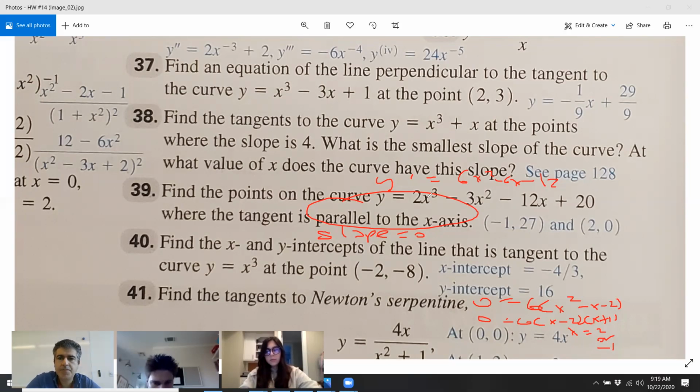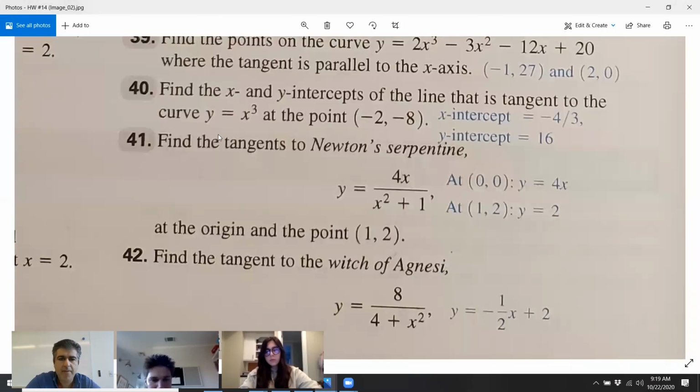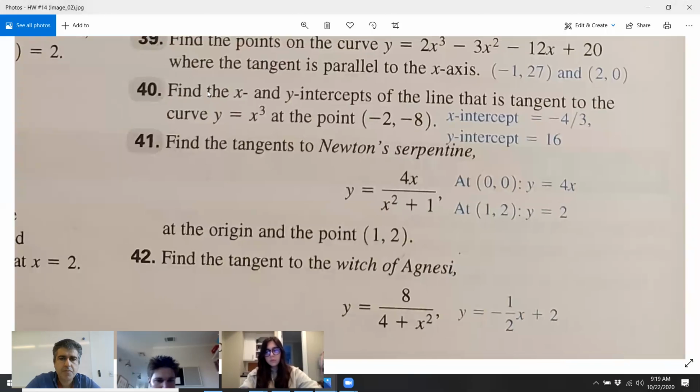41. I've never heard of that before. Newton serpentine, whatever. Maybe the graph looks like a snake pattern, serpentine. I have no idea. We have to find the tangents. Okay. Well, y prime: x squared plus 1 times 4, doing quotient rule, right? Minus 4x times x squared plus 1, over x squared plus 1 squared.